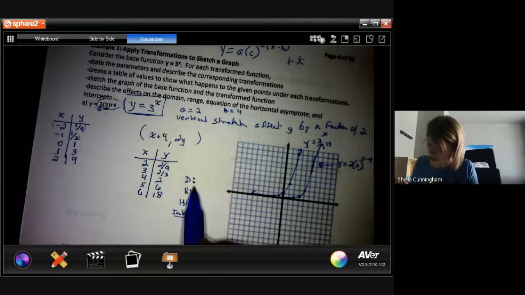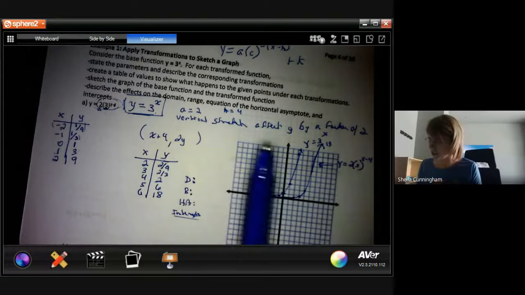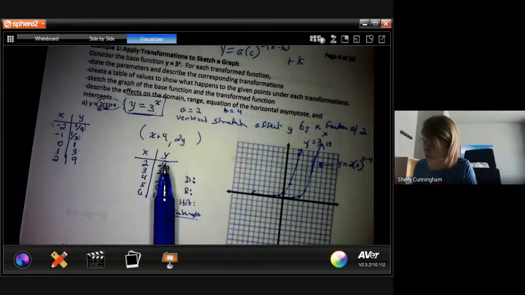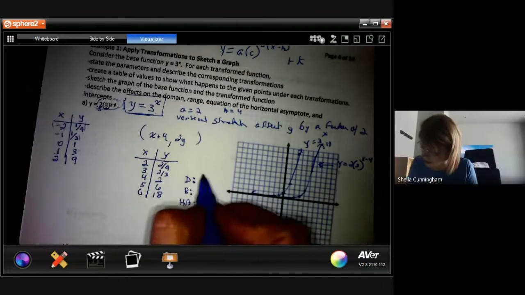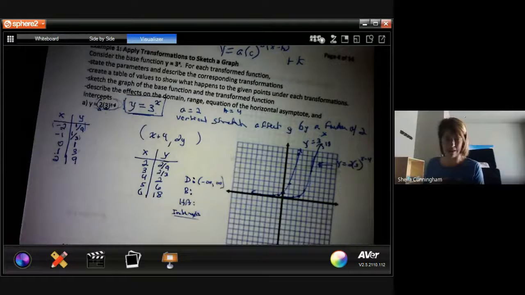So our domain, just like yesterday, we did no reflections to this at all. So really our graph still looks the same as a basic function one. We just literally stretched it and just moved it over, shifted it sideways. So my domain, there are no limitations on my domain. It still stays the same.